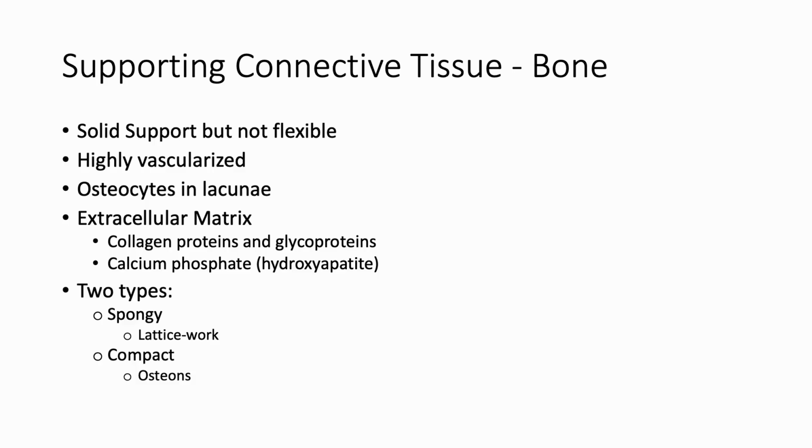The extracellular matrix of bone is going to have some collagen proteins and glycoproteins, but we're also going to have some mineral components, so calcium phosphate, or sometimes called hydroxyapatite. So the two types are spongy, and we'll see when we look at the tissue, it sort of forms a lattice work. Whereas in our compact bone, we have these osteocytes that form osteons around this calcium phosphate collagen extracellular matrix.